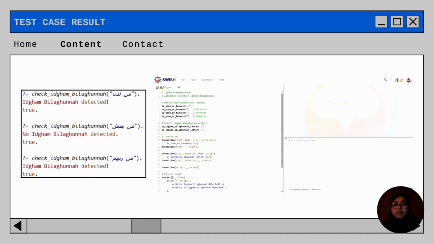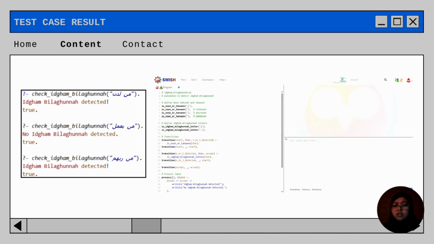So we test the program with several words to confirm its accuracy. For Min Latin, the program detected idgham bilaghunnah because Nun Sakinah was followed by lam. And for Min Rabim, the program also detected the rule because Nun Sakinah was followed by ra. However, for Min Yamin, the program correctly showed that the rule does not apply since the following letter was ya.